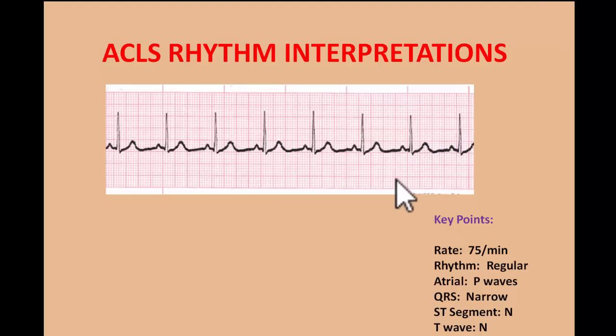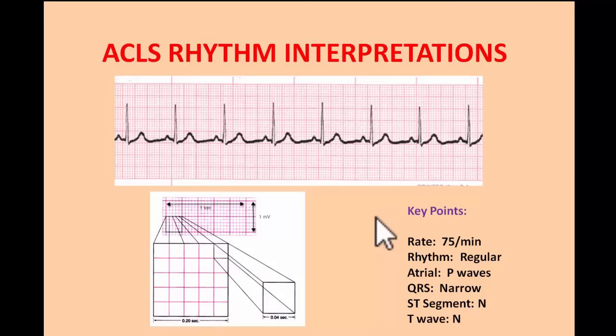Let me see if I have another slide, okay, here is an example of how to determine the rate in an electrocardiogram rhythm strip. As I said, this represents 1 second, and each one of them is divided into 5 major segments, and then each major segment is divided into 5 smaller segments. So the smallest segment represents 0.04 second or 40 milliseconds. So this is equal to 1 second.